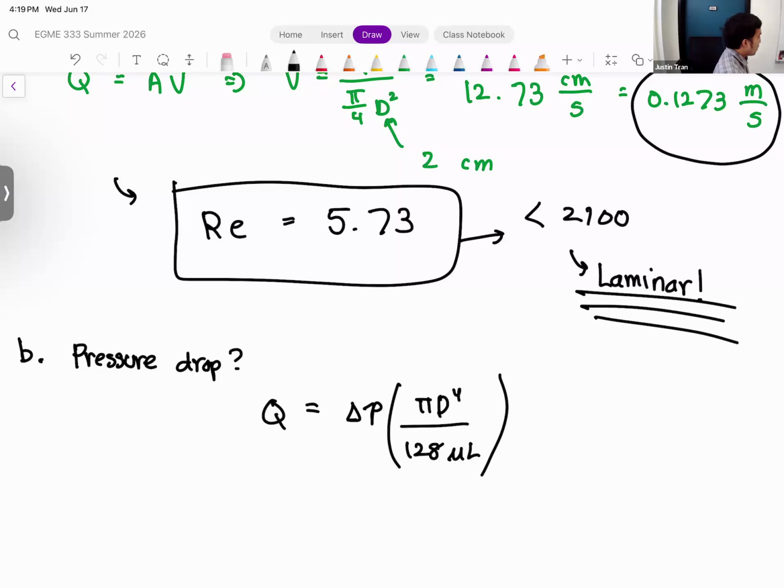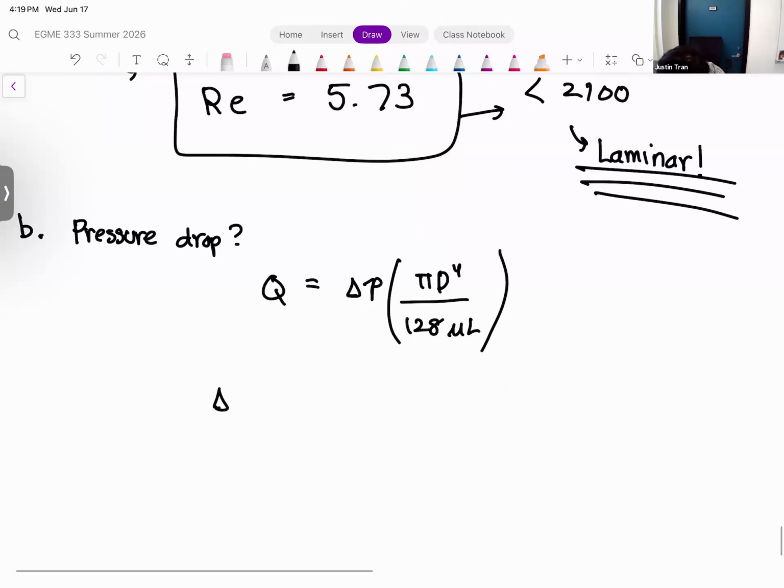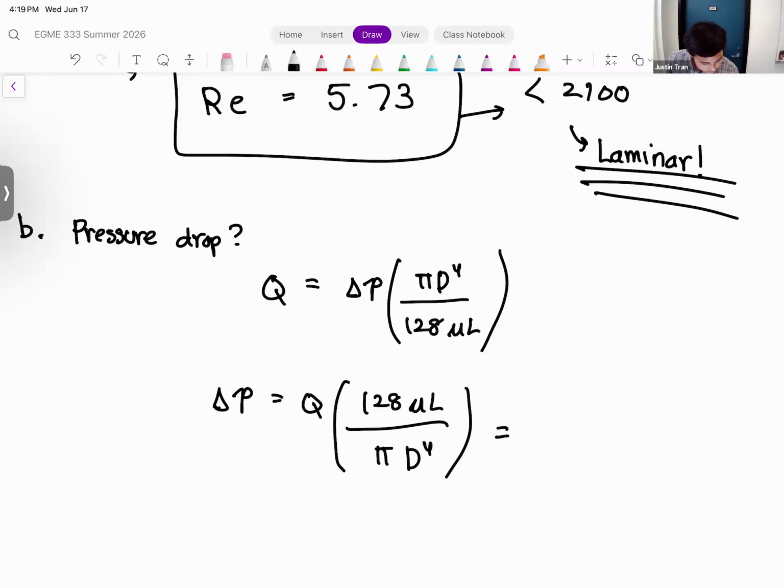All right, so let's simply rearrange this equation so we can solve for the pressure drop. We're going to multiply both sides by the inverse of that coefficient. And so we have pressure drop, delta P, equals Q times 128 mu times L divided by pi d to the fourth. This is just plugging in the numbers, and what we get is a pressure drop of 20,371.83 Pascal.